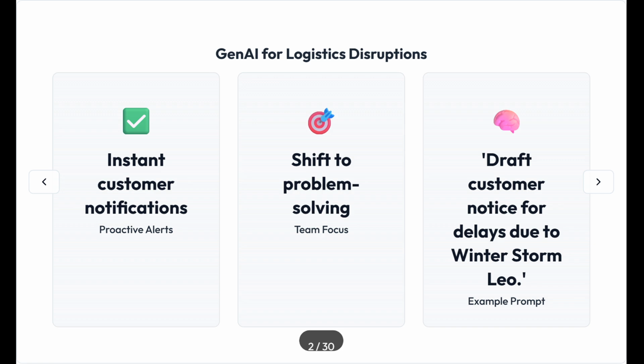For example, a prompt could be, draft a customer service notification about potential shipping delays in the Northeast US due to Winter Storm Leo. Maintain a reassuring tone and provide a link to our tracking portal. This proactive approach saves critical time.